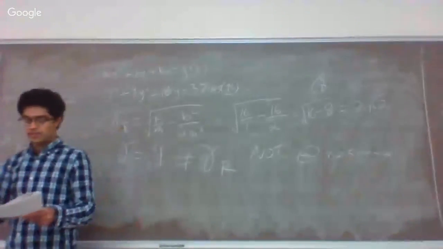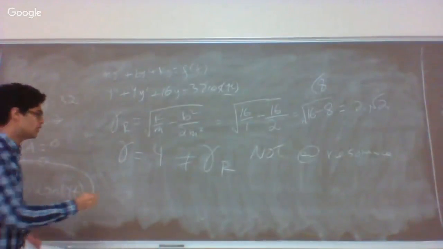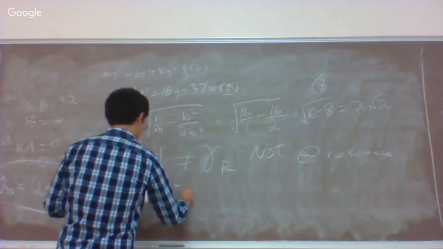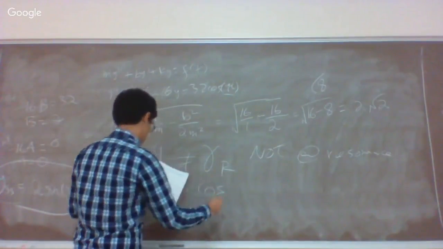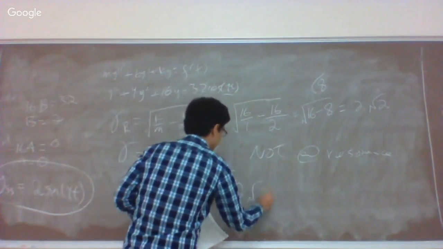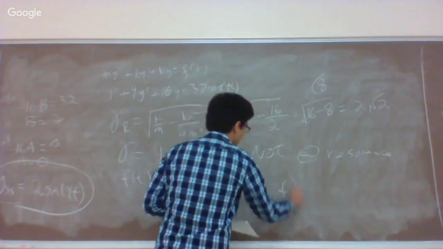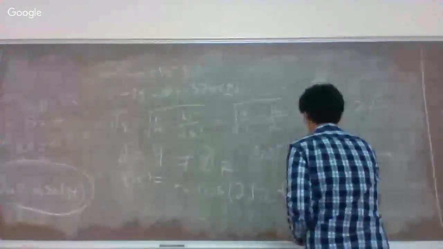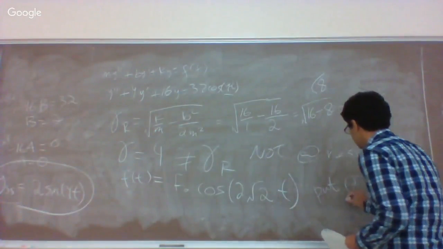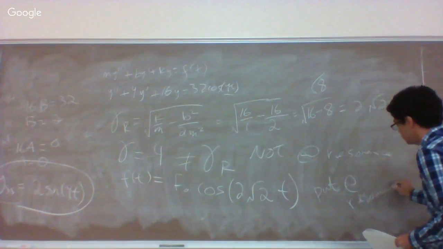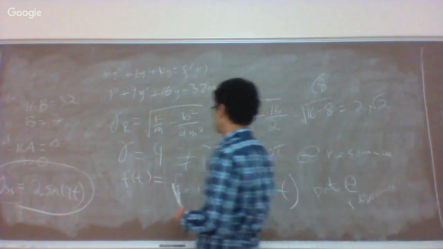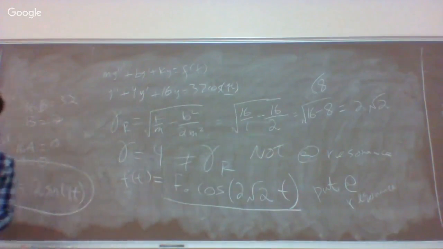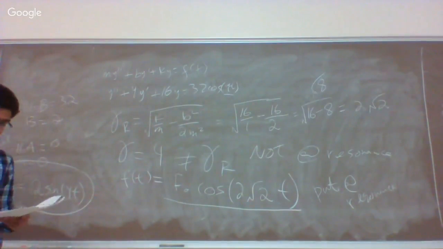And they ask to find a forcing function that would put it at resonance. Then we can just say f of t can equal some force times cosine of 2 square root 2 as the gamma, t. And this would put it at resonance. So you need this as part of your answer too.